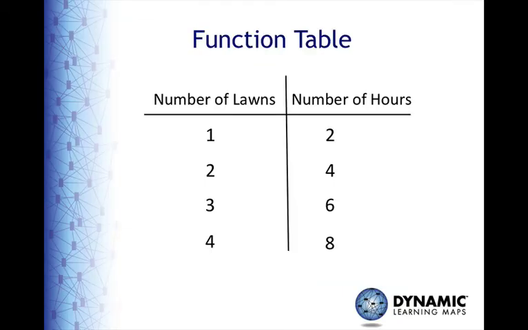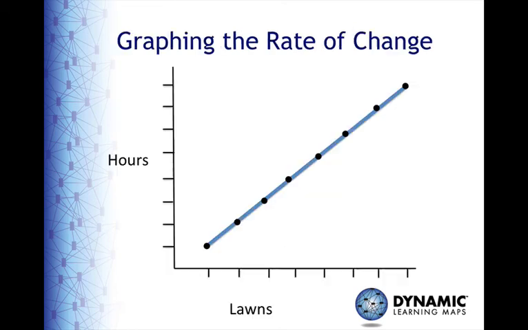The function table would look like this. The rate of change is that for every yard that is mowed, the number of hours will increase by 2. We can also graph the inputs and outputs of the function, showing the rate of change in a different format. 1 lawn every 2 hours. In the essential elements, students are asked to interpret this type of graph as increasing, decreasing, or staying constant. As the number of lawns increases, so do the number of hours.